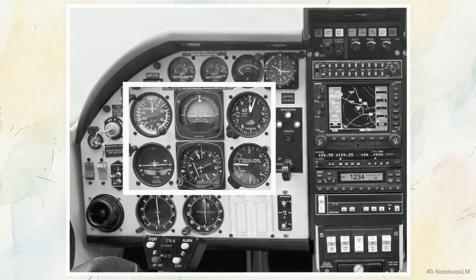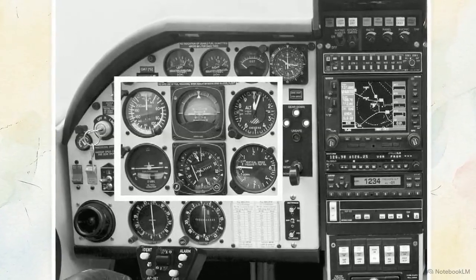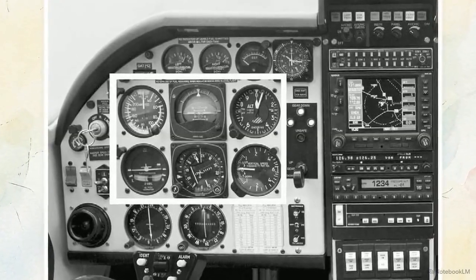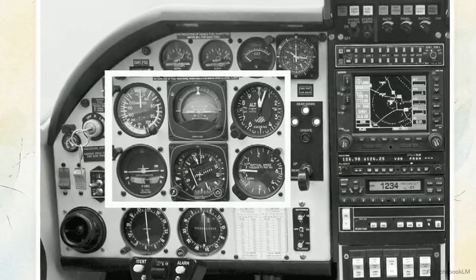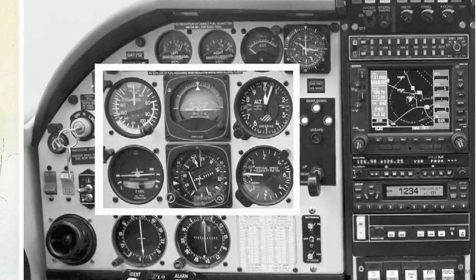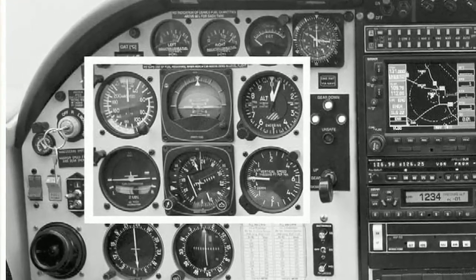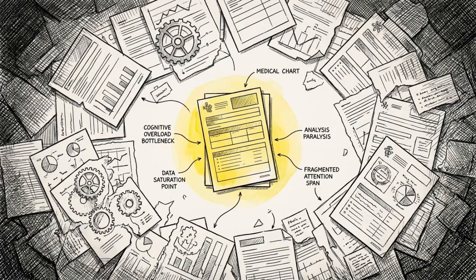Inside this cockpit is the standard 6-pack gauge cluster. Shortly after World War II, flight instruments were standardized into this uniform array. Because gauges are identically positioned, pilots rely on a spatial spotlight. They know exactly where to look for altitude without reading every dial. Clinicians reviewing pathology reports under extreme time pressure rely on a similar mechanism.